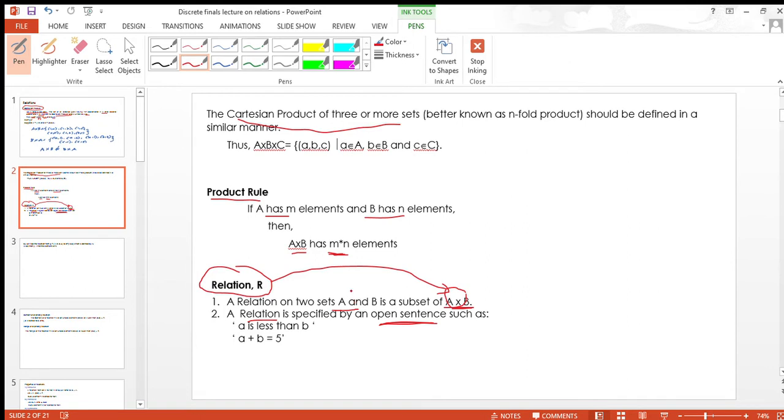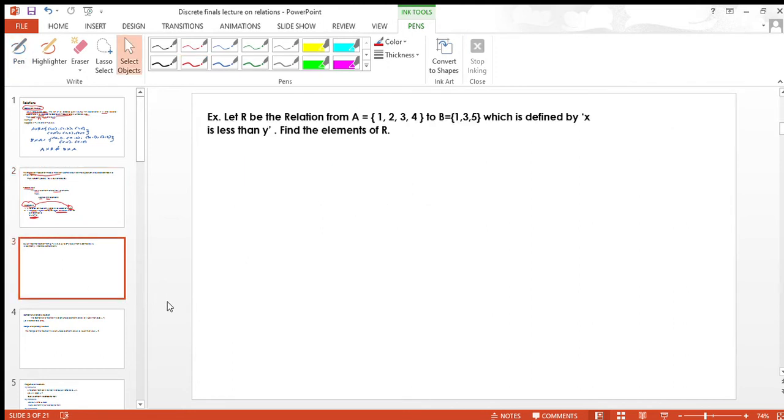So from your Cartesian product, the ordered pairs that you will only get are the elements wherein when you add a and b together, the sum will be equal to 5. So again, a relation is just a subset of your Cartesian product together with an open sentence, or together with a condition. So let's take this example.